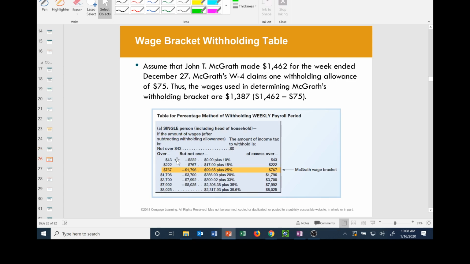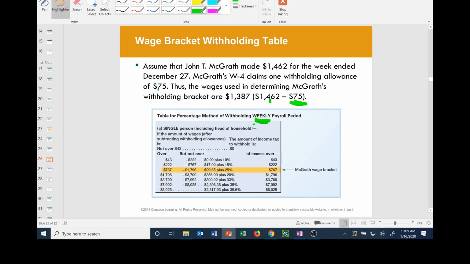There are tables you can just look at, but here, the table you have in your book, now let's see if you can use a little common sense here. First off, it said, assume that John made $1,462 and claims one withholding allowance of $75. You take that $75 out. Now I'm going to give you, and this is weekly, they've got them for bi-weekly and semi-monthly and annual and so forth, and monthly tables.